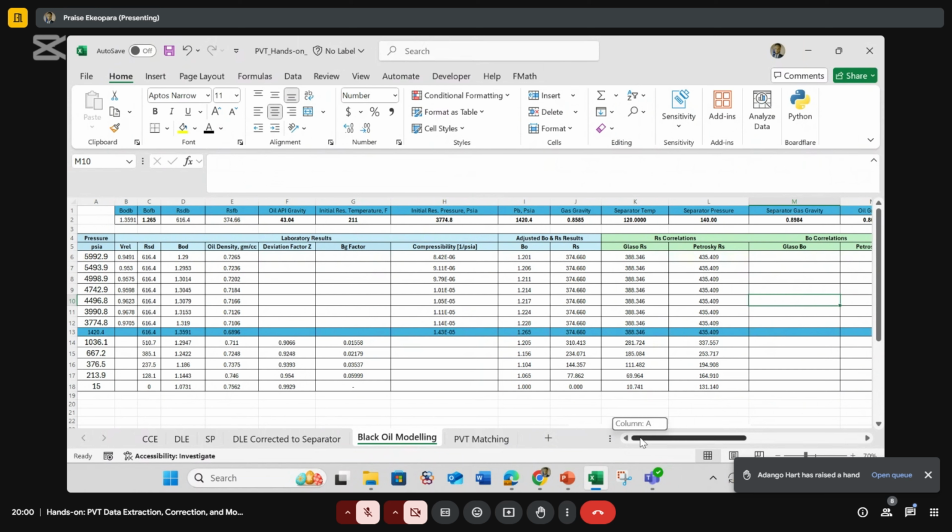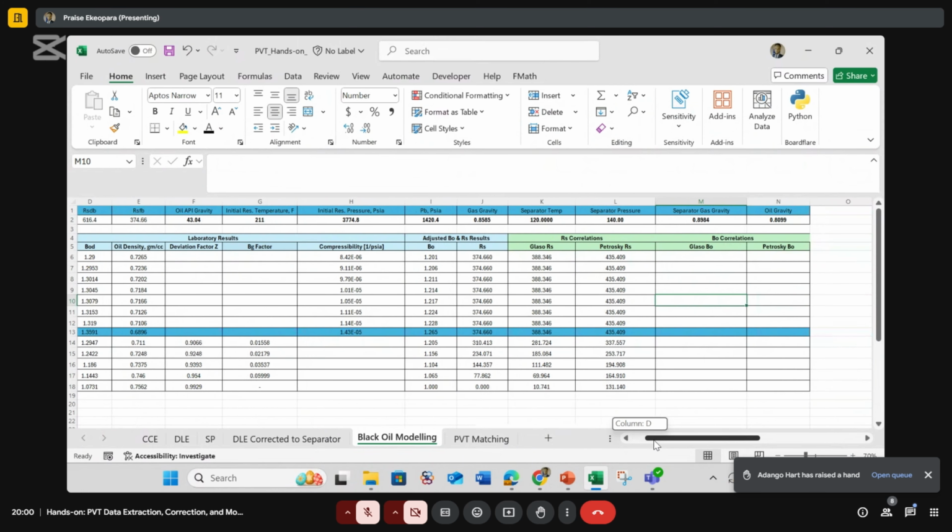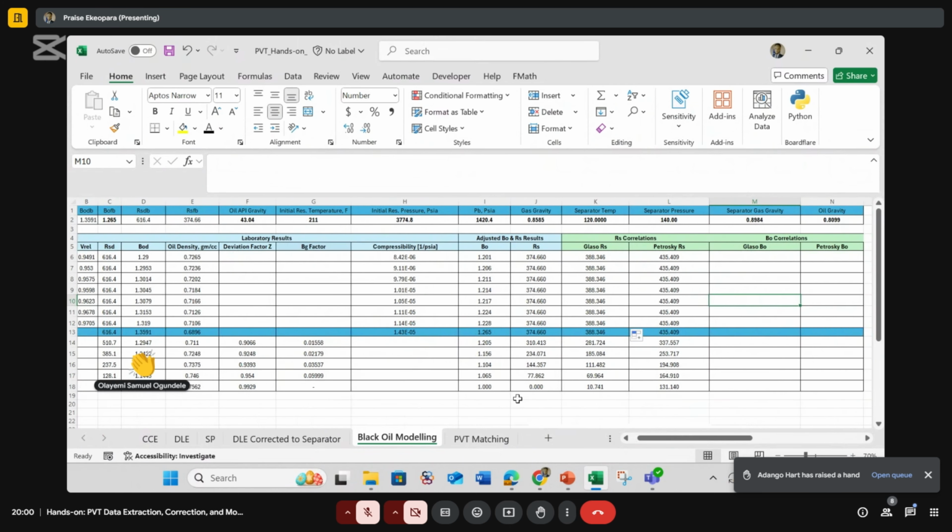But for us to really derive value from this, we will repeat this section again and ensure that everyone in this community understands PVT data extraction and correction.